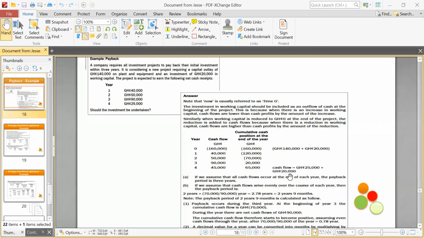So I get it. You see, at the end of the project, you're supposed to recoup all your working capital. The working capital at year zero, there was no further addition of working capital. That is why we don't see working capital. At the end, we recoup all our working capital, which is the 20,000.